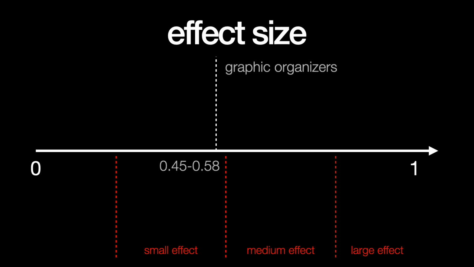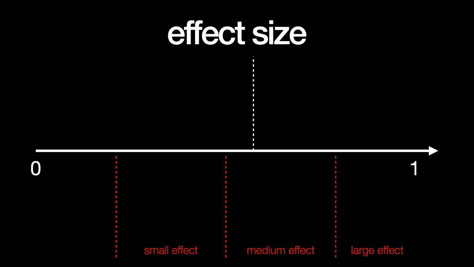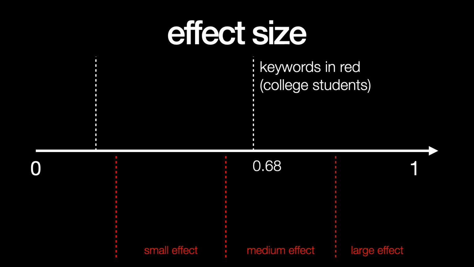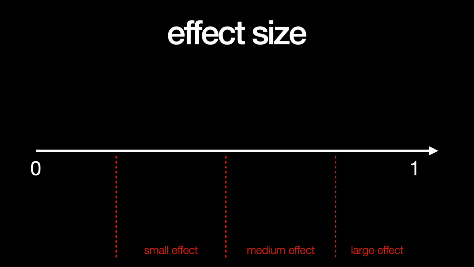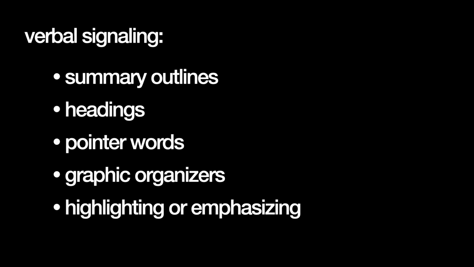Some uses of graphic organizers were also effective, but only if used sparingly. Putting keywords in red had mixed effects, depending on the age group. It appeared to be more effective in materials presented to college students than with elementary age students. Least effective was when the only signaling came in the form of verbal emphasis in the narration on keywords. But in general, these studies show that verbal signaling, which isn't that difficult to include, does help students learn better.